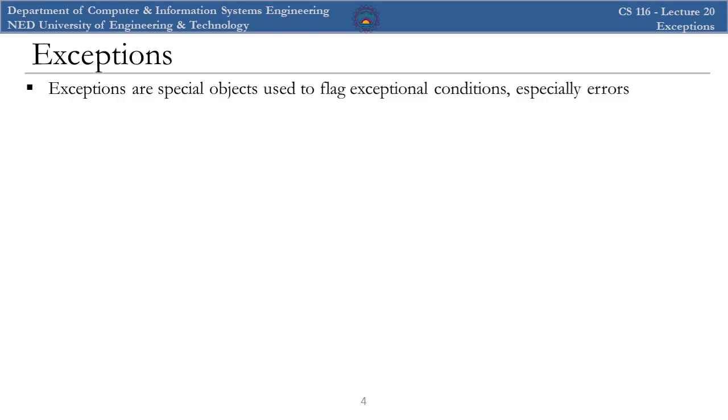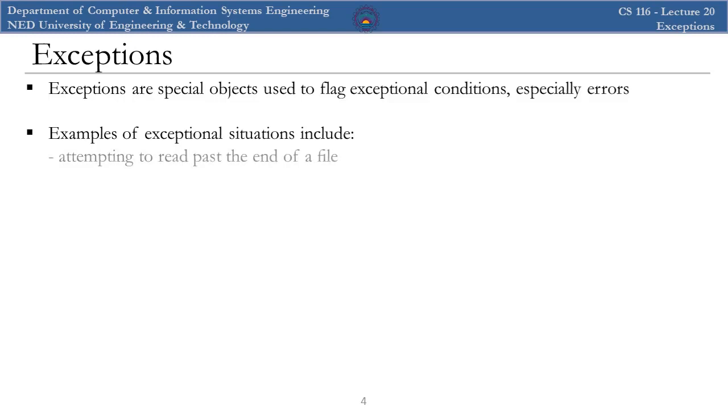Let's see some examples of errors. In fact, you are familiar with all these errors. Let's just list them here. First is attempting to read past the end of the file. That means you are trying to read a file and you keep on executing the read command even after the file has finished. So your program will naturally raise an error and it will stop. That error will be related to file reading.